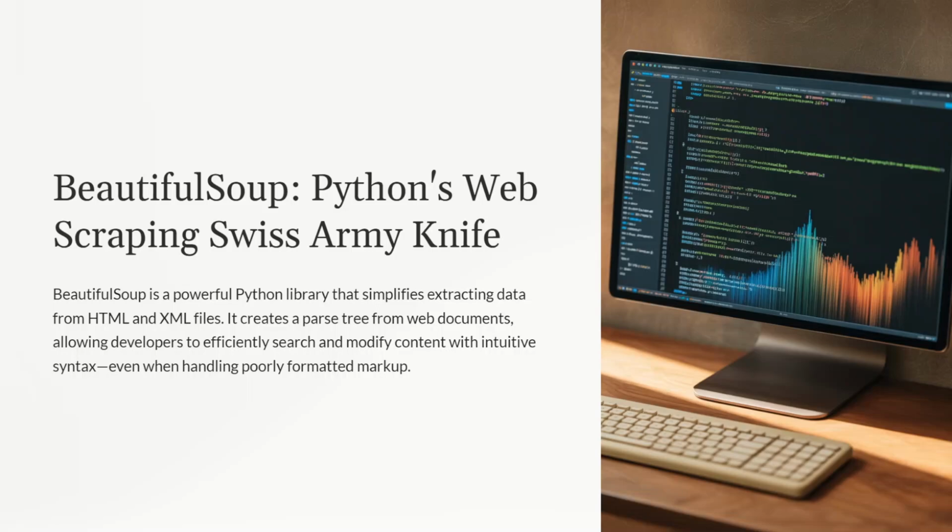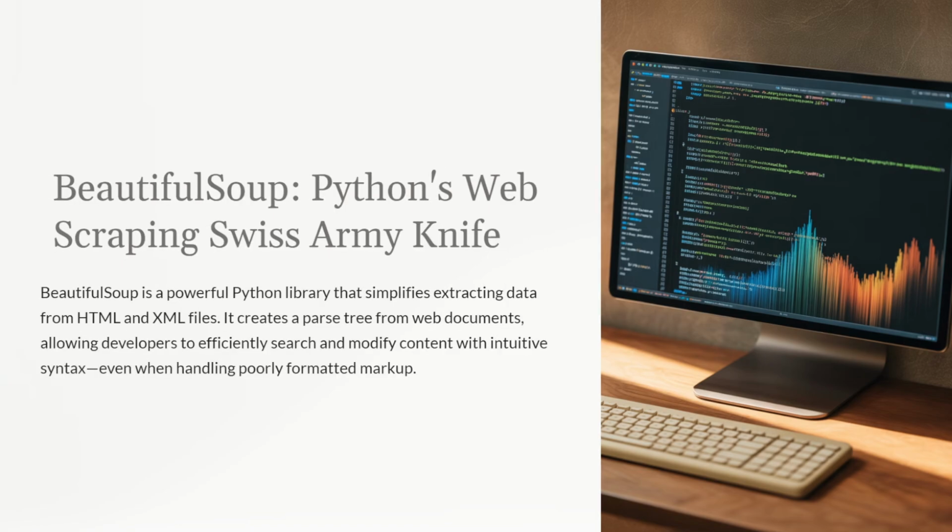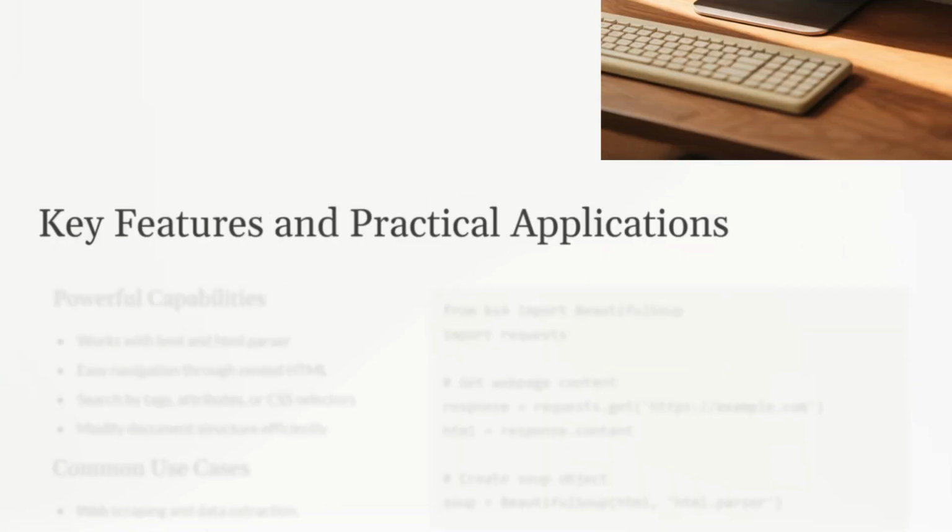In this video, we are going to look at BeautifulSoup, which is Python's web scraping Swiss Army knife. So what exactly is BeautifulSoup? BeautifulSoup is a powerful Python library that simplifies extracting data from HTML and XML files. It creates a parse tree from web documents, allowing developers to efficiently search and modify content with intuitive syntax, even when handling poorly formatted markup.